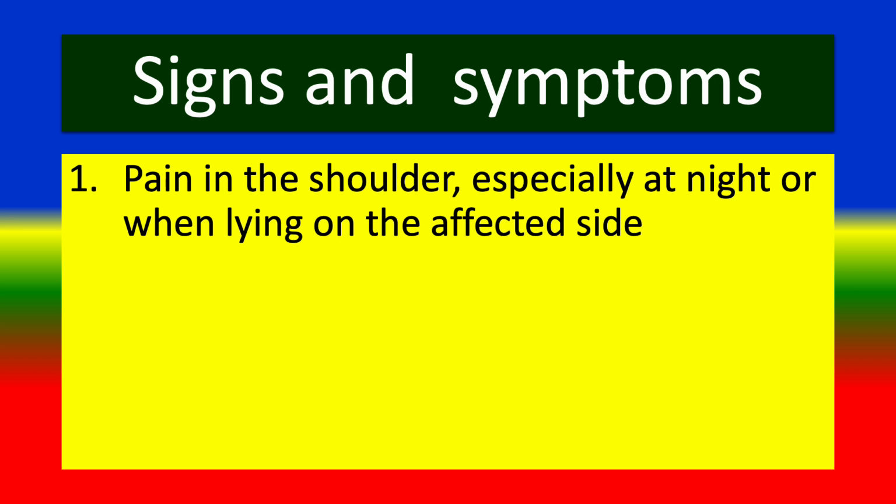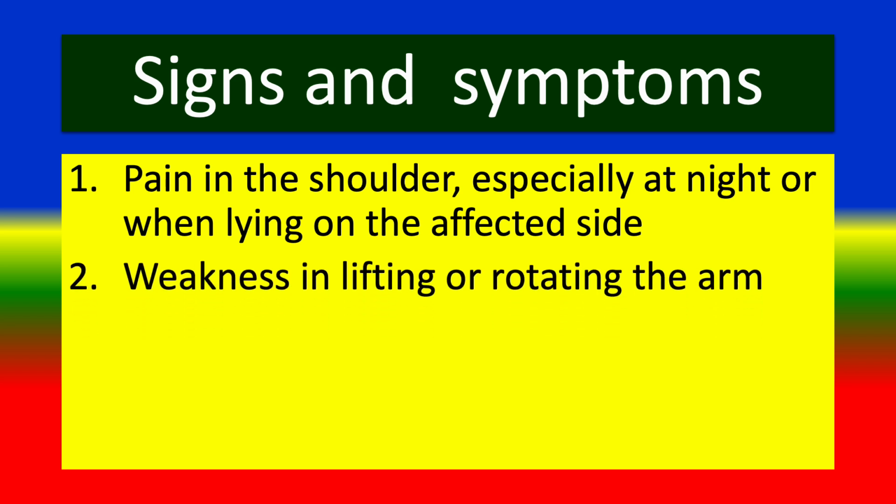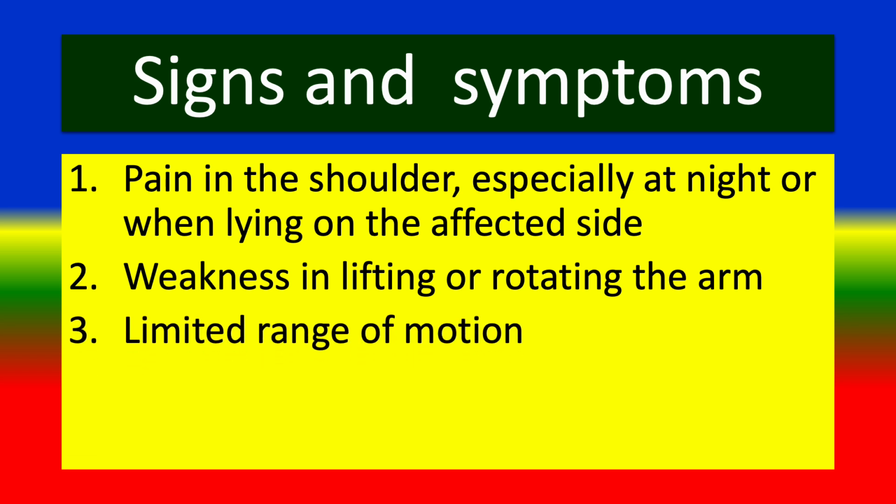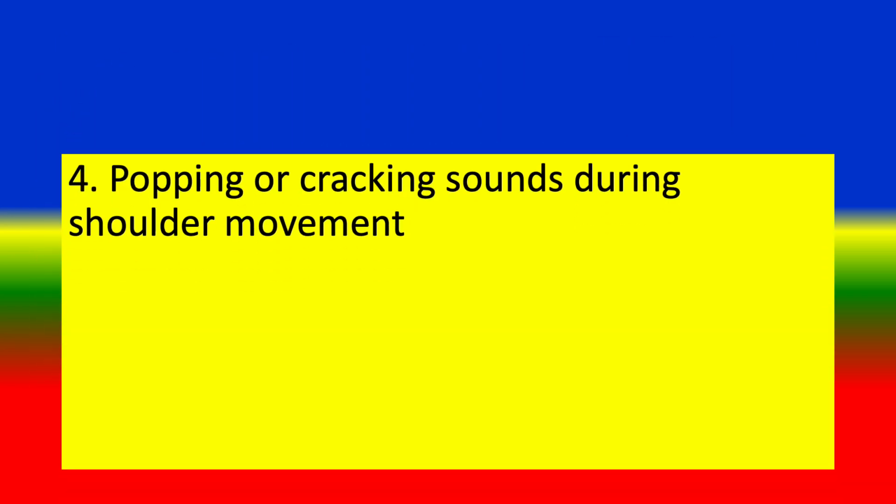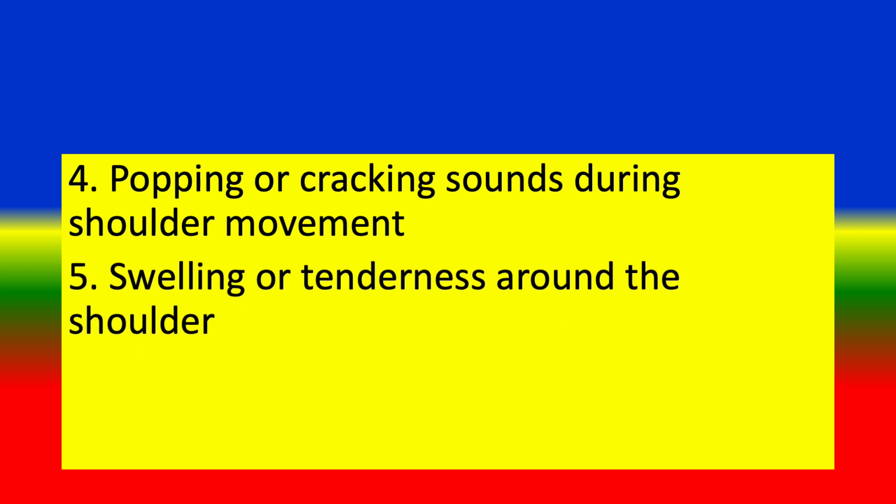Signs and symptoms. 1. Pain in the shoulder, especially at night or when lying on the affected side. 2. Weakness in lifting or rotating the arm. 3. Limited range of motion. 4. Popping or cracking sounds during shoulder movement. 5. Swelling or tenderness around the shoulder.